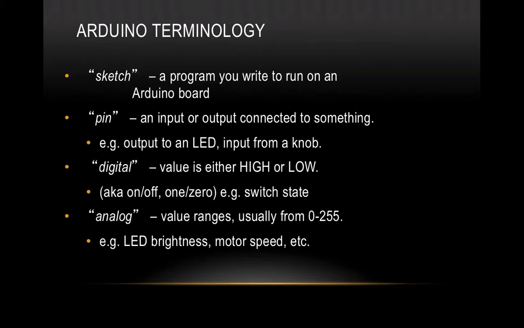a knob. You also have a digital value, which is either high or low, so that's either a 0 or 5 volts, and an analog value in Arduino means that it has a value ranging from 0 to 255, and so we can actually use an analog output to adjust the brightness of an LED or control the speed of the motor.